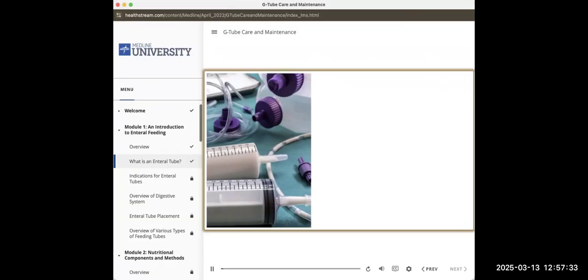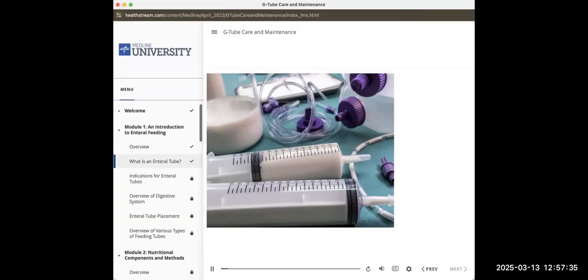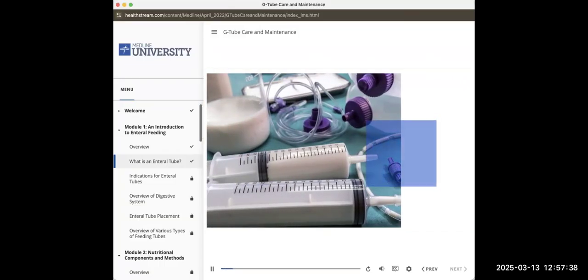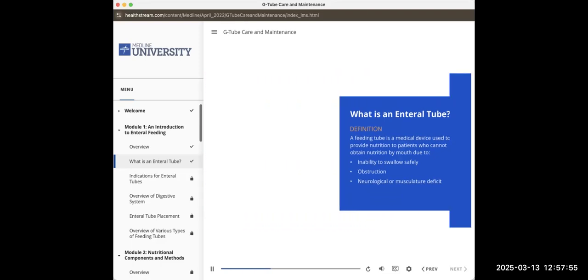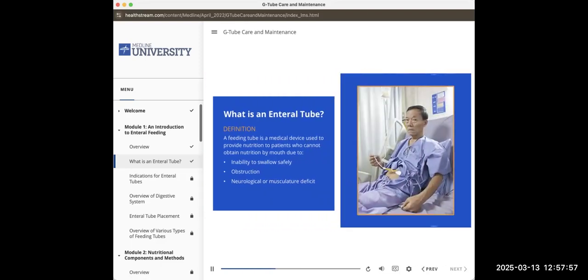The state of being fed by a feeding tube is called gavage, enteral feeding, or tube feeding. A feeding tube is a medical device used to provide nutrition to patients who cannot obtain nutrition by mouth. This may be due to an inability to swallow safely, an obstruction of some kind, or from a neurological or musculature deficit. Oftentimes, individuals may just need nutritional supplementation. This nutrition is delivered directly into the GI tract by a feeding tube.